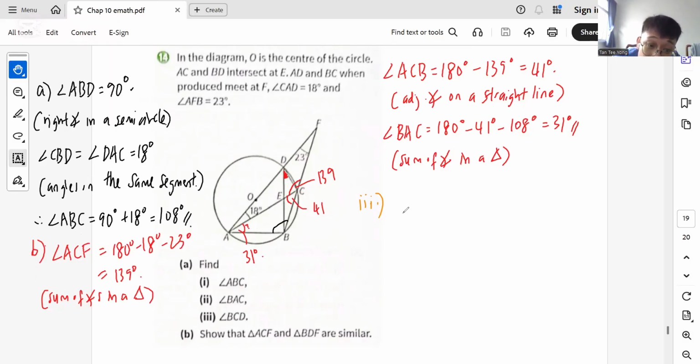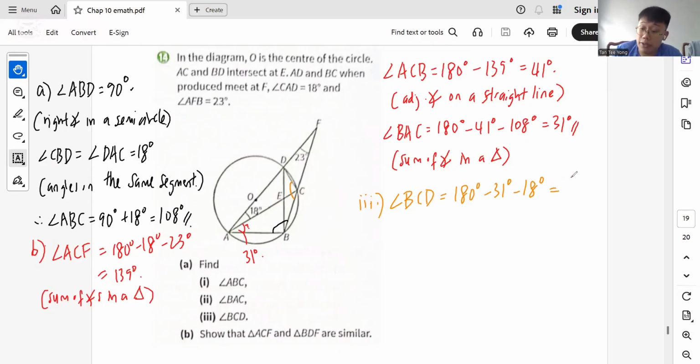So part 3, angle BCD. Oh, okay, they want the whole of angle BCD. Okay, can. So, okay, erase first. So angle BCD is over here, this entire thing. All right, so look at ABCD. Okay, this is a cyclic quadrilateral. So that means BCD, this angle, plus BAD, this entire angle, is equal to 180 degrees. So angle BCD is equal to 180 degrees minus 31 degrees minus 18 degrees, which is 131 degrees. Okay, why? Angles in the opposite segment. Okay, this is one of the angle properties.